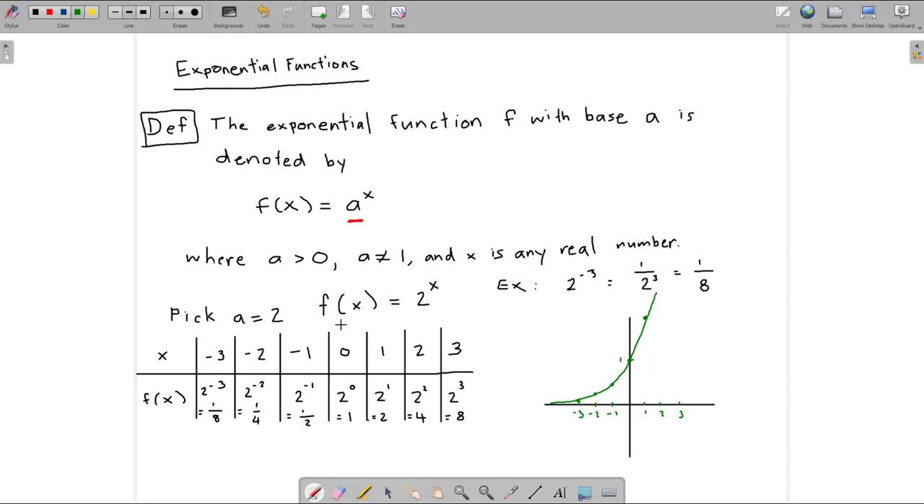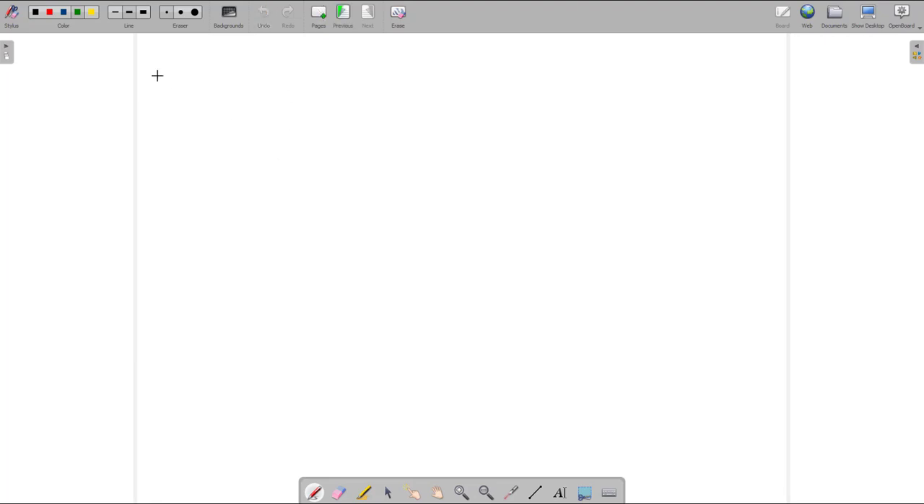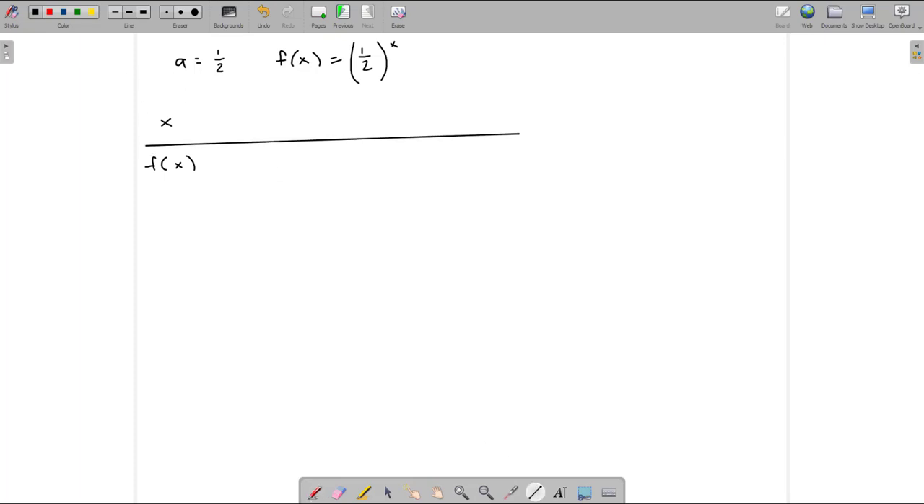Generally speaking, if you pick an a that is greater than 1, you're going to have a graph that looks something like this. But now let's take a look at what happens if I choose, let's do it in black, a equals a half, so between 0 and 1, these fractions. We'll do the same thing. So f of x equals 1/2 to the x. Let's make a table of values here, x and f of x, and we'll go ahead and pick the same values.